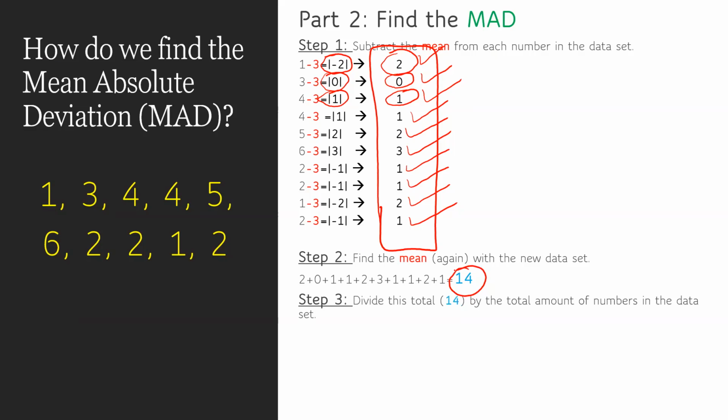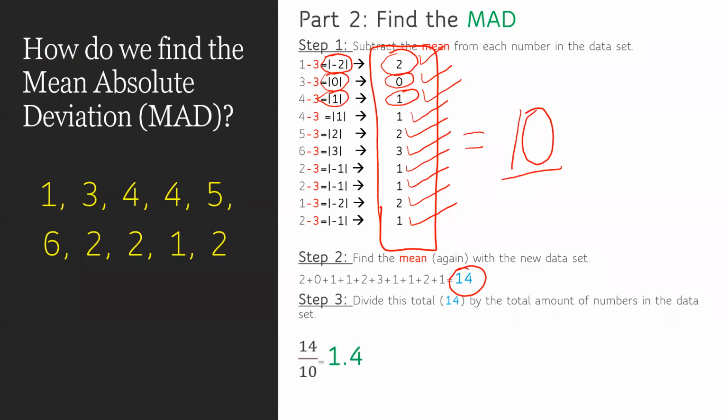Now, we're not quite done yet. We have one more step, again, because we're basically finding the mean twice to solve for the mean absolute deviation. So we're taking this total that we found in step number 2, and we're dividing that total by the total number of data in the data set.